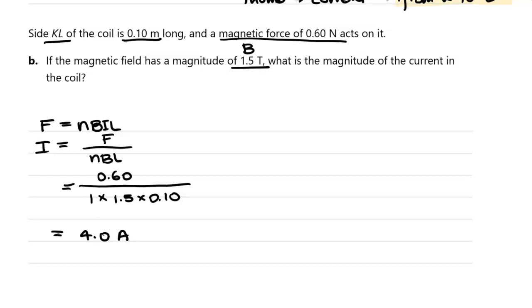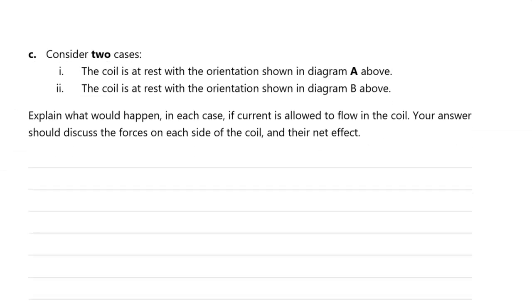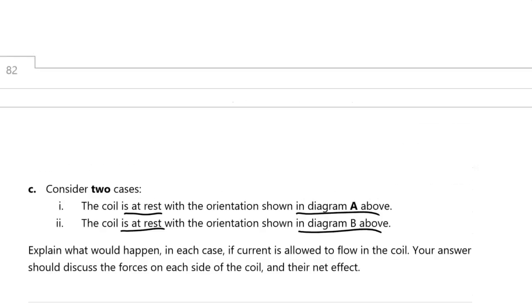Okay, let's continue. Consider 2 cases. The coil is at rest in the orientation shown in diagram A above, and the coil is at rest in the orientation shown in diagram B above. We're going to explain what would happen in each case. If current is allowed to flow in the coil, your answer should discuss the forces on each side of the coil and their net effect.